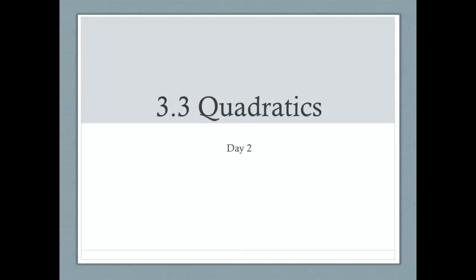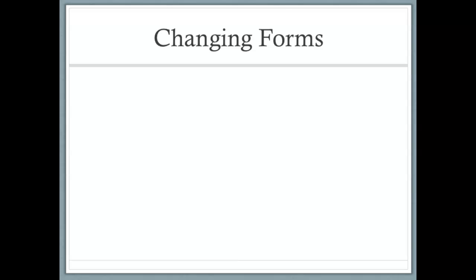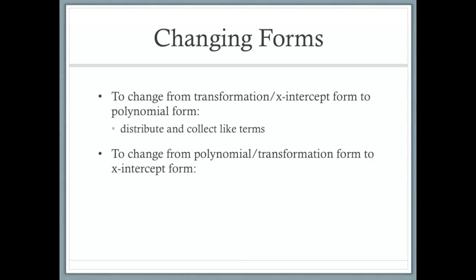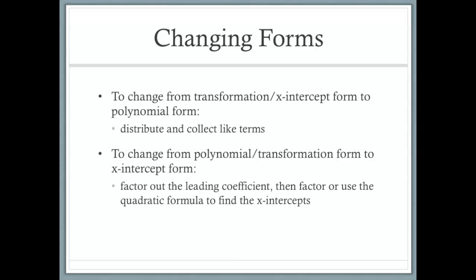So to change from transformation or x-intercept form to polynomial form, all you have to do is distribute and then collect any like terms. Now to change from polynomial or transformation form to x-intercept form, this has to do with factoring out the leading coefficient and then either factoring or using the quadratic formula to find the x-intercepts.